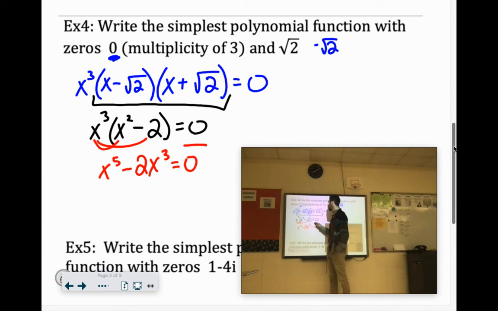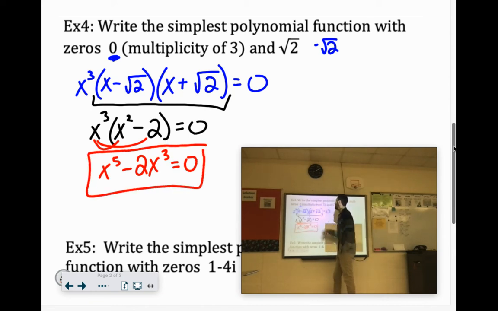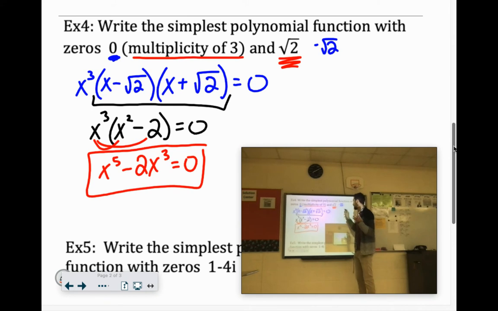So this is showing that there are 5 zeros here. Let's look back at the problem. It has the zero of 0 with a multiplicity of 3. So there's 3 zeros. Square root of 2 is the 4th zero. And negative root of 2 would be that 5th zero.